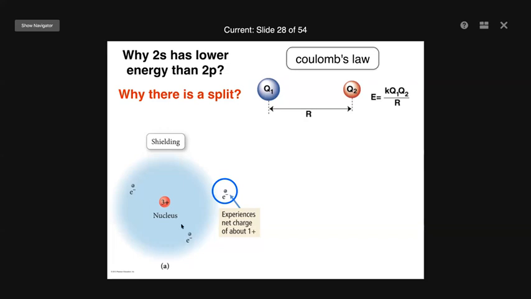For example, in this case, we have 3 electrons that orbit around the nucleus. This electron right here is not only going to experience the nucleus's positive charge, but is also going to experience the repulsion from these 2 electrons that are closer to the nucleus as well, right? This effect is called the shielding effect.